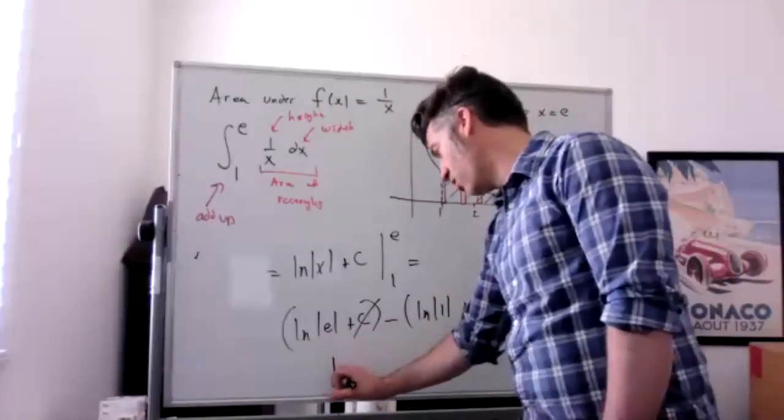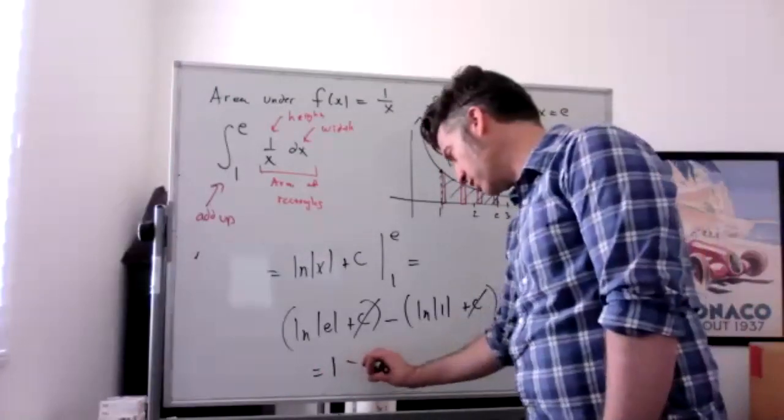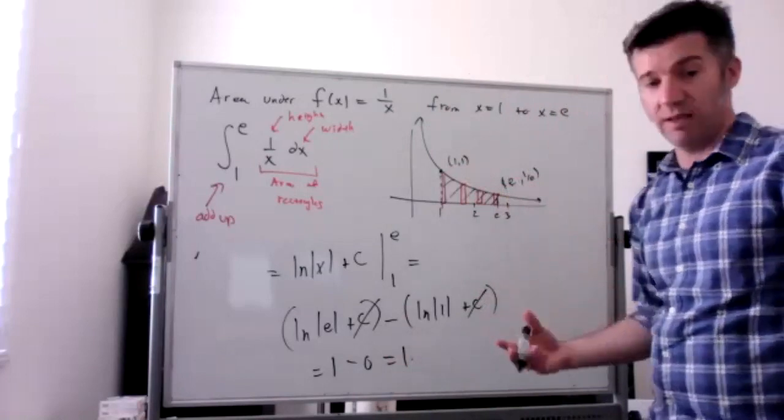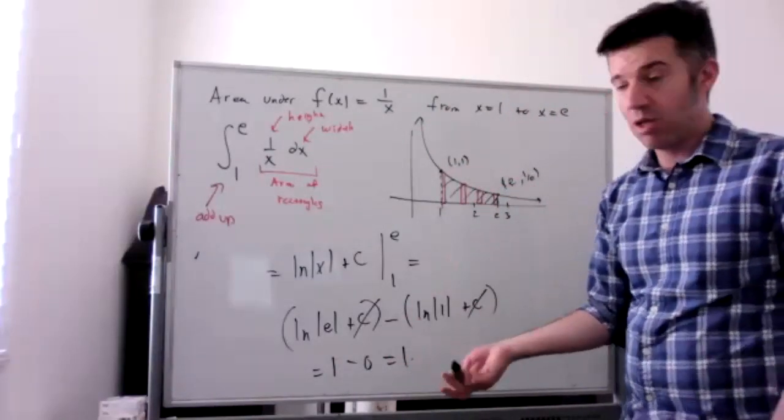Natural log of e is 1. Natural log of 1 is 0. So the area under this curve is actually equal to just 1.